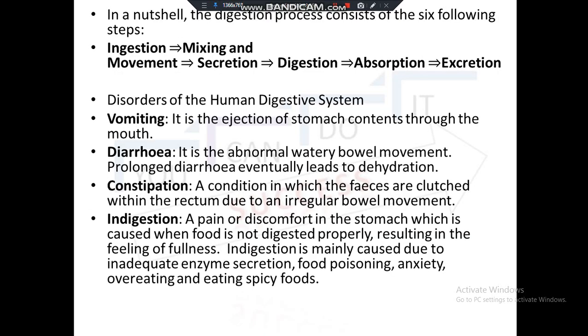Now, in a nutshell, the summary of the entire process is that first of all, ingestion or taking in of the food is happening, then mixing and movement, secretion, digestion, absorption, and finally excretion takes place.